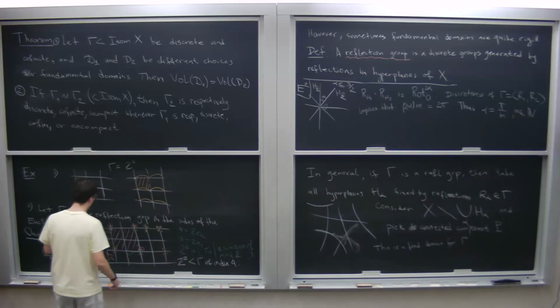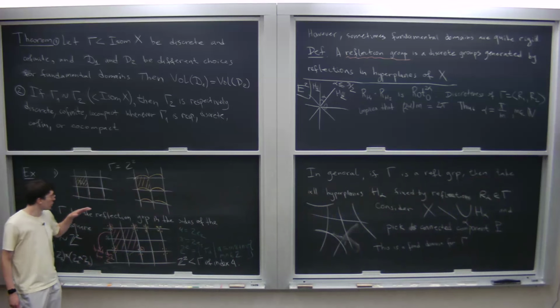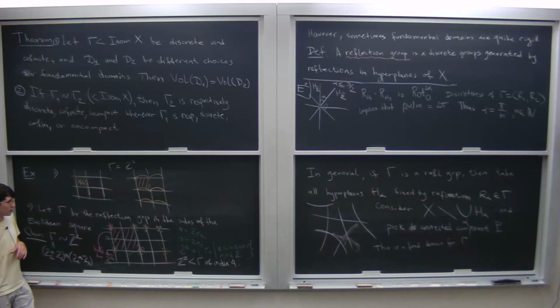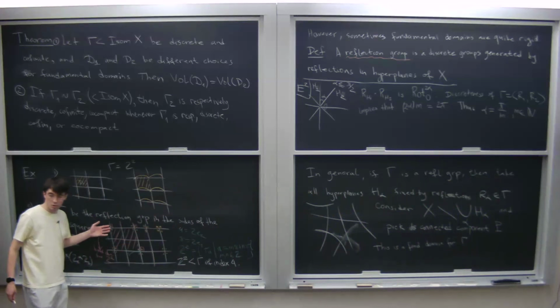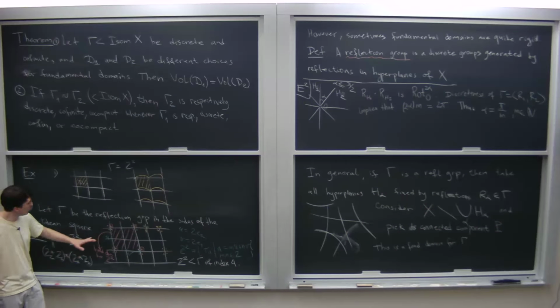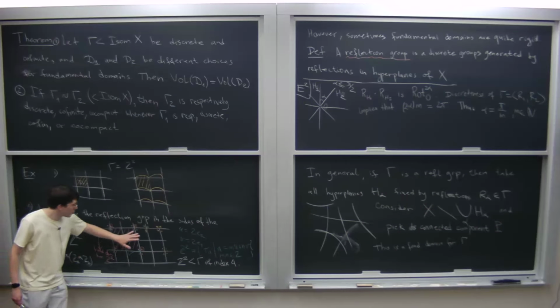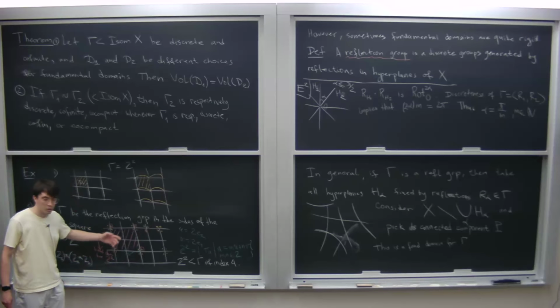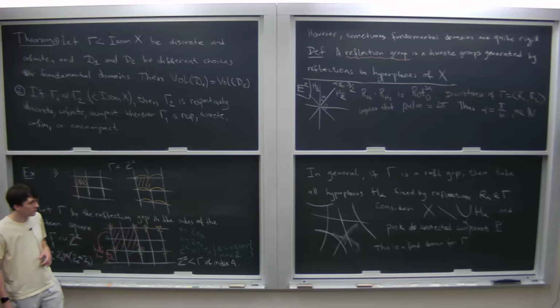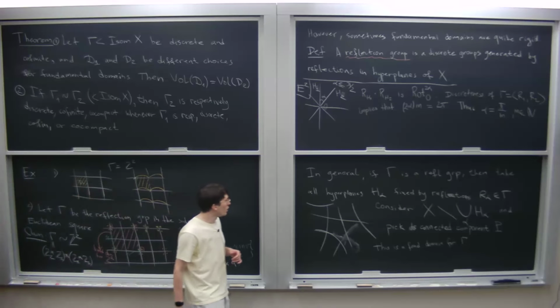So let's get back to this example. Remember, we had a group generated by reflections in the sides of the squares in the tiling. Basically what we did is take all horizontal and vertical lines, cut them out, and then you get the tiling by open squares. Choose any of them and you'll get the fundamental domain.